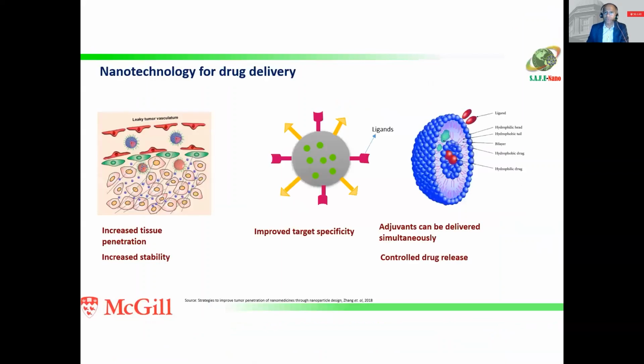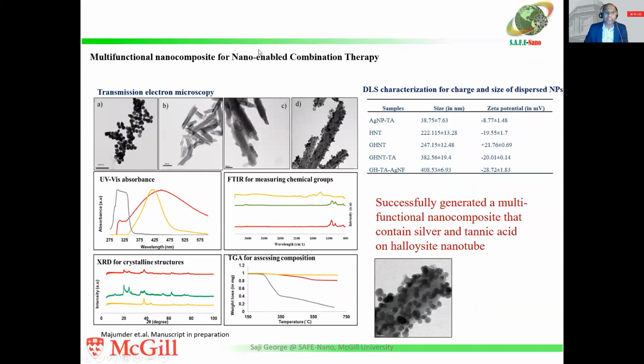Why nano? Because nanomaterial, as we discussed before, provides multiple benefits in terms of its tissue penetration, providing stability to the cargo, and also the possibility of targeting specific tissue, as well as the possibility of delivering more than one drug together at a go in a single entity. So we generated silver nanoparticles that are grafted with tannic acid. Here you have silver as well as tannic acid.